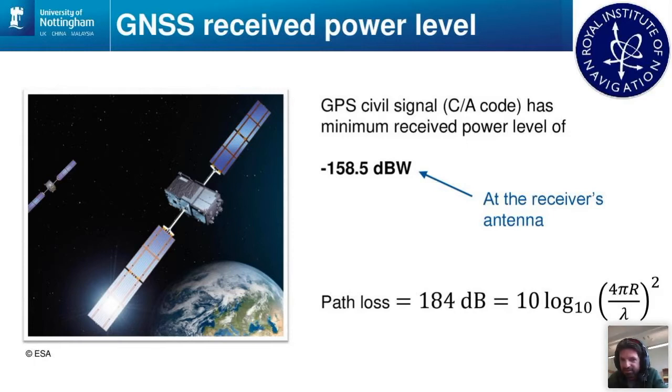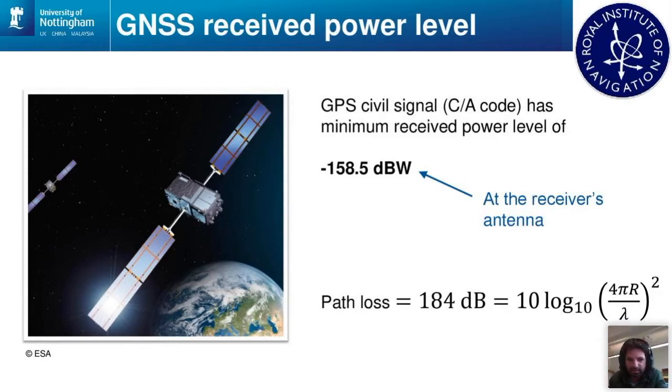And we can see here, just to give you an equation, that the path loss is related to r, here is our distance, so it's proportional to the distance squared. And also, the loss is proportional to the frequency of the signal. So the higher the frequency of the signal, the more loss we're going to have in the path. So in the case of GPS, here we have 184 dB of loss going from the transmitter to the receiver.